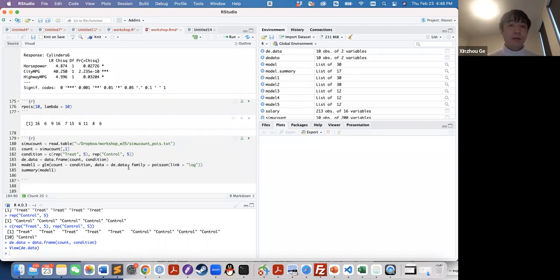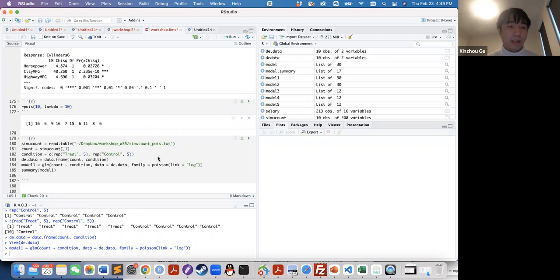And if you still remember, for logistic regression, we change the family equal to binomial. That was the family for logistic regression. Here we are using Poisson regression, so we make family equal to Poisson. And we also have an extra part, which is the name of the link function. And now we can run this command.